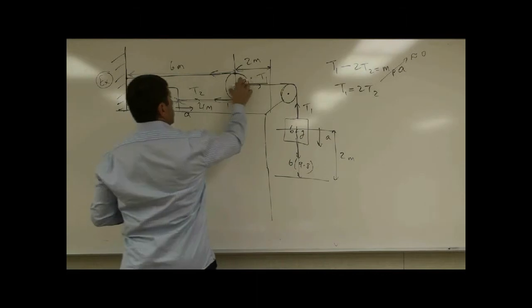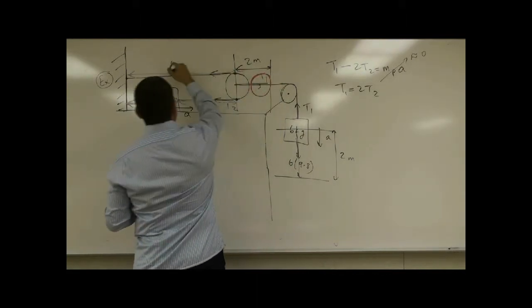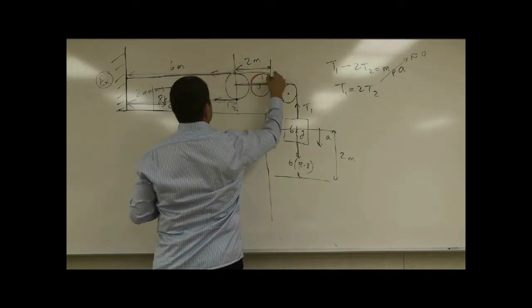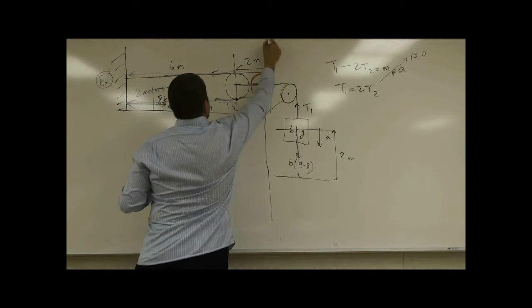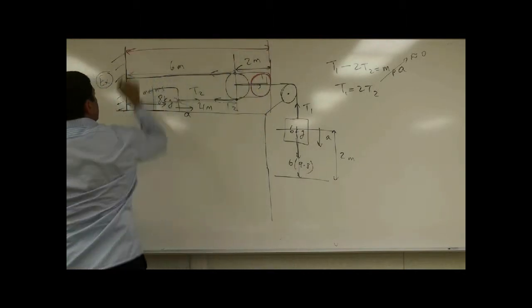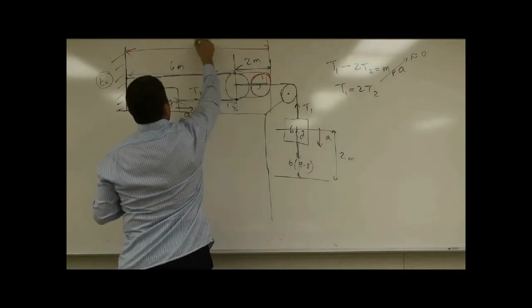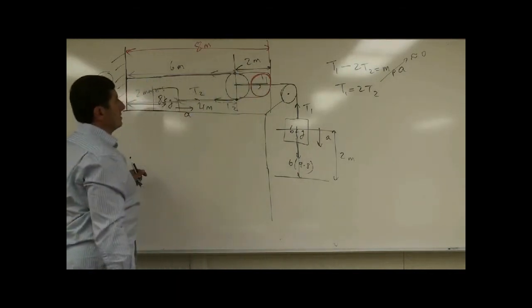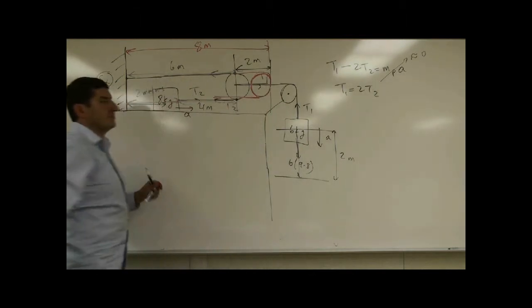Therefore, the pulley will be in this location, right? This string will go this way, come back. What will this distance be, from here all the way to the wall? Well, 6 plus 2, therefore it's 8 meters, right? The pulley will be here. So what should this distance be?